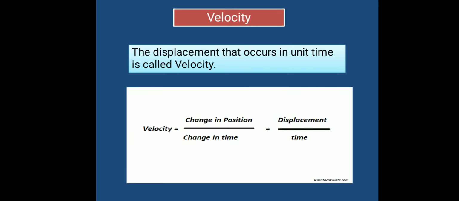So velocity is equal to change in position divided by change in time. Change in position means displacement, and the time required for that is time. So, velocity is equal to displacement upon time.